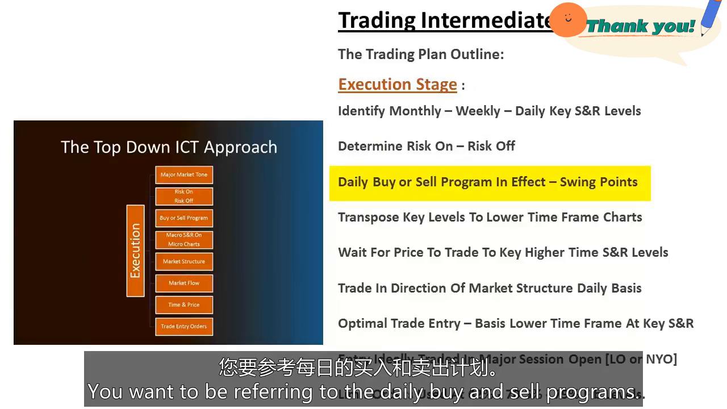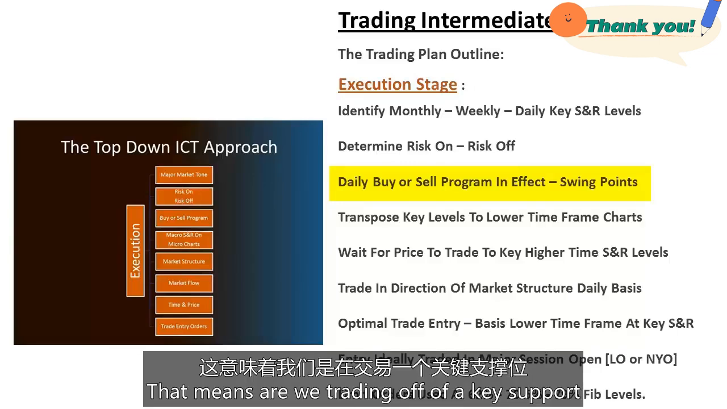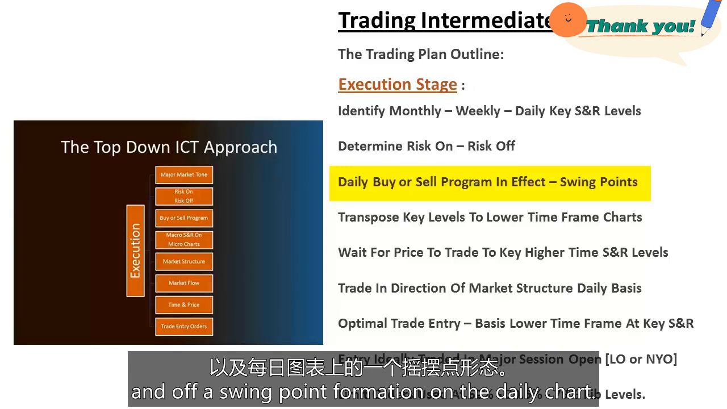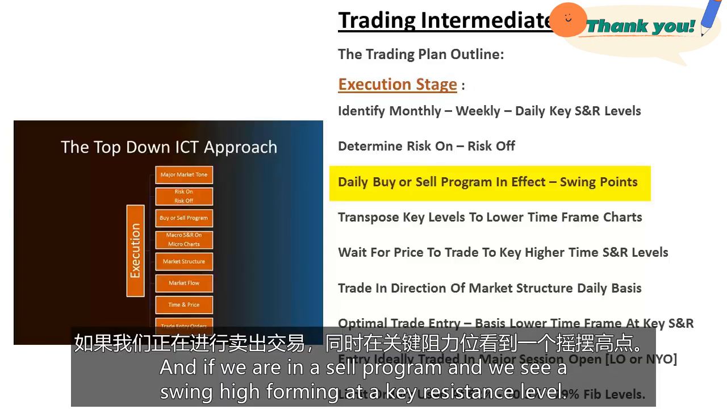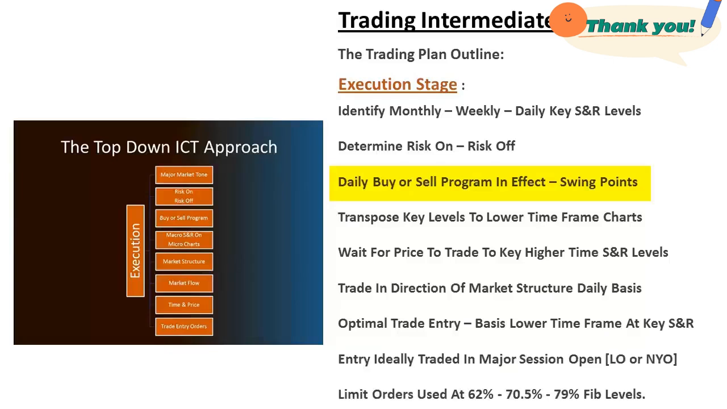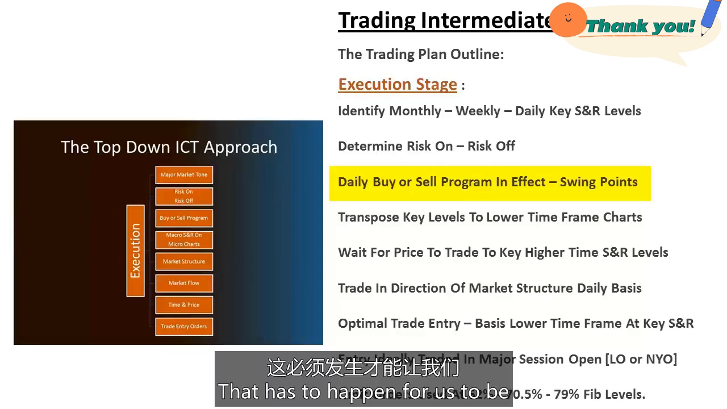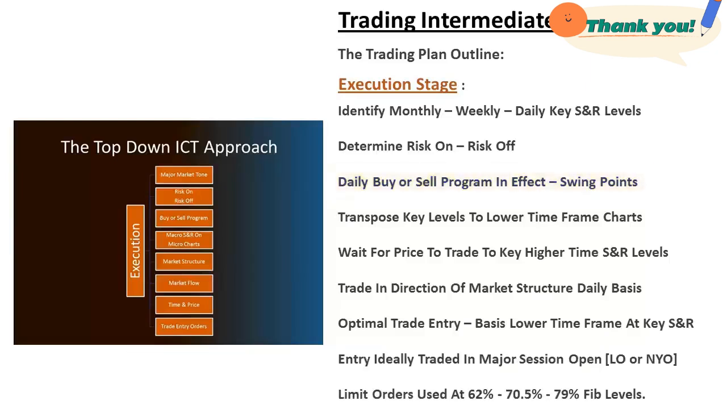You want to be referring to the daily buy and sell programs. That means, are we trading off of a key support and off a swing point formation on the daily chart? Because that's what you need for buys. And if we are in a sell program and we see a swing high forming at a key resistance level, that's an indication that we are a go for a risk-off scenario and daily sell program. So that has to happen for us to be confident with our trading for this style of trading.